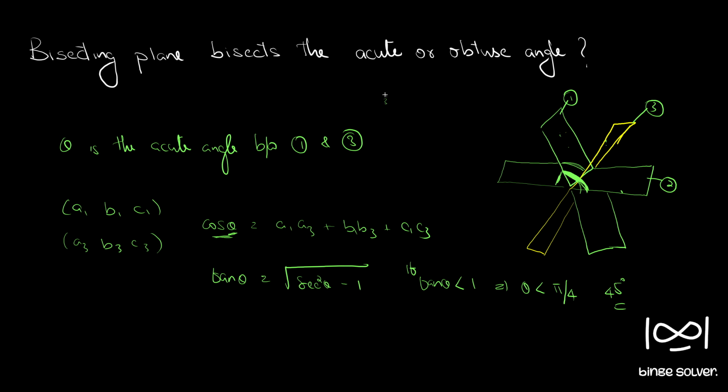You could definitely take plane 3 and plane 2 and check the angle between them. And if the acute angle between those two planes is theta, and if tan theta is less than 1 and we get theta is less than 45 degree, then we can say that if this is true, the bisector plane bisects the acute angle.